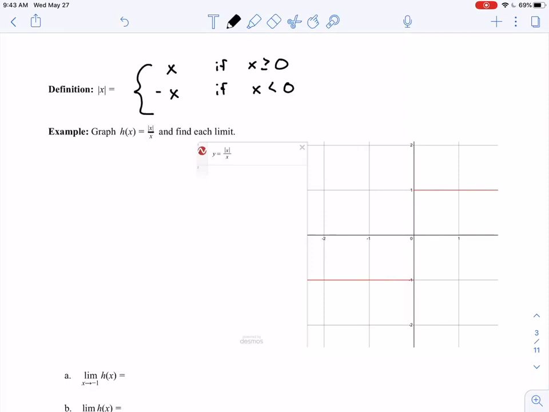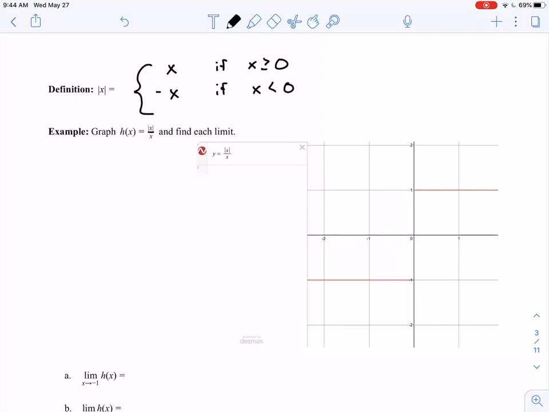So here is the graph of h of x equals absolute value of x divided by x. We're going to take a look at this and evaluate each limit. I just want to talk about how to come up with this graph, though, just because it is a little bit tricky to graph. What I would do, honestly, if you're not sure where to start, is I would just take some points and plug those in and see what happens.